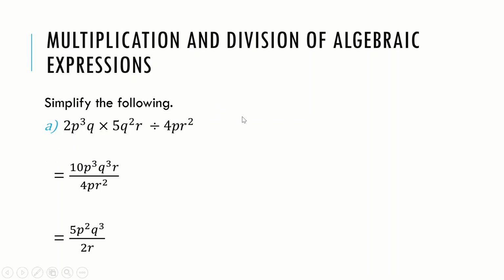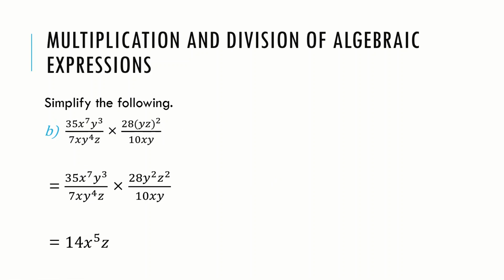Okay, so let's see. For part A, when you multiply these two expressions first, so 10p cube q cube r out of 4p r square. So if you simplify 10 and 4, you get 5 out of 2, and then p you cancel, you get p square. Q, there's no common variable below, so it's q cube. R you can cancel, so you get r below. So this is the answer, 5p square q cube out of 2r.